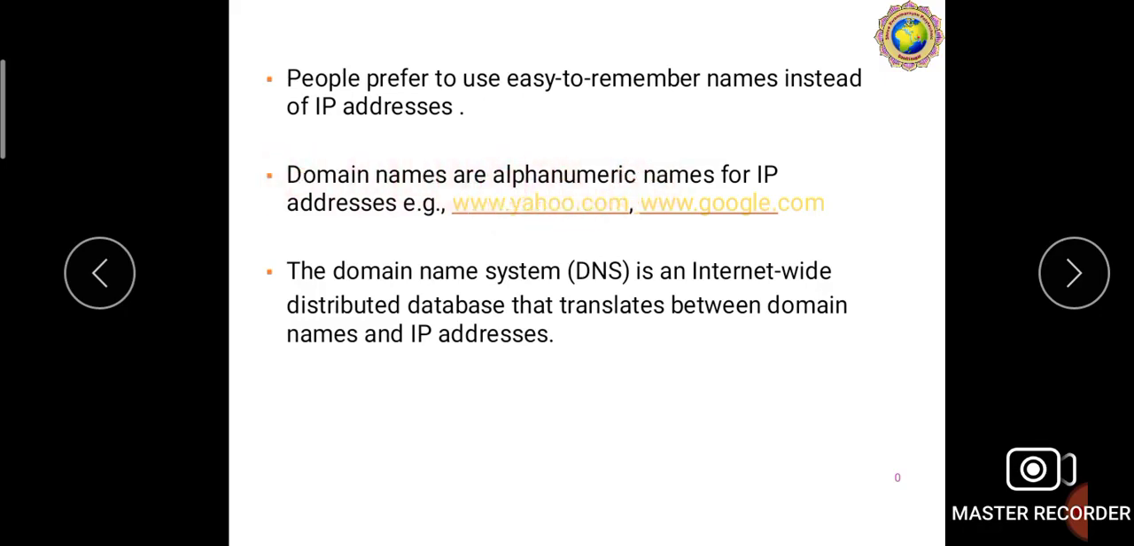Examples of IP addresses as domain names are www.yahoo.com and, second, www.google.com. So www.yahoo.com and www.google.com are nothing but DNS, that is, domain names. But these are in alphanumeric form.